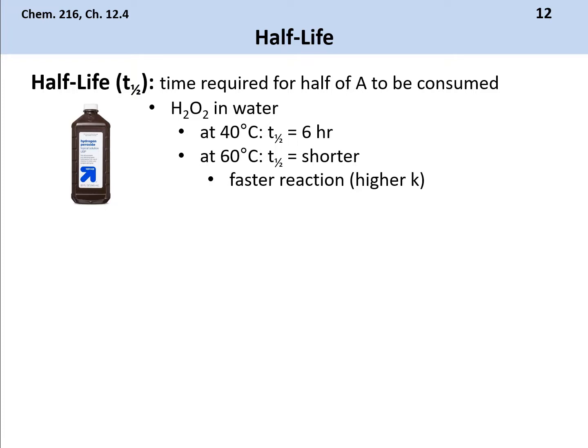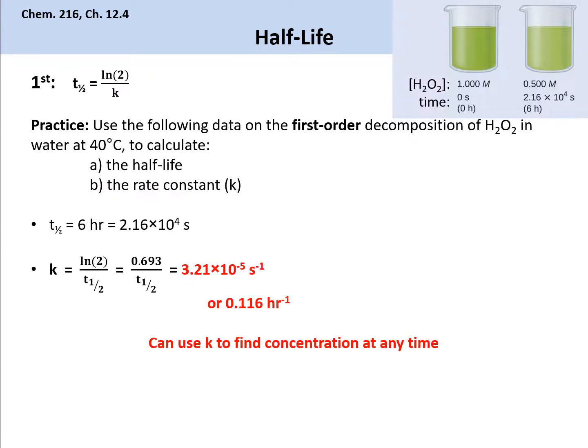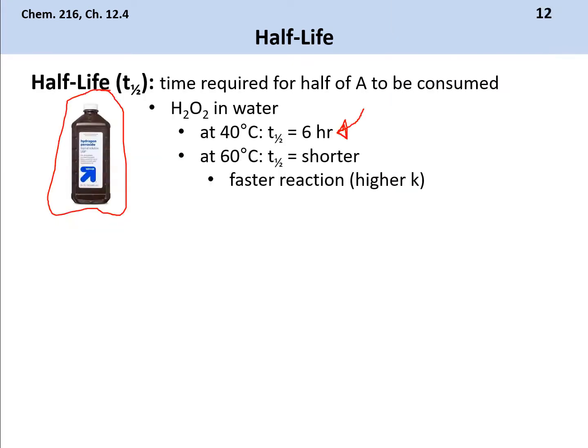Half-life is really important. It's the amount of time required for half of A to be consumed. For instance, if I had H2O2 in water, that's hydrogen peroxide that we were just talking about, its half-life is 6 hours when it's at 40 degrees. This is what we've been talking about in this problem right here. If I go to a higher temperature, that half-life actually gets shorter, because the reaction becomes faster. So the higher the k, the smaller the half-life.